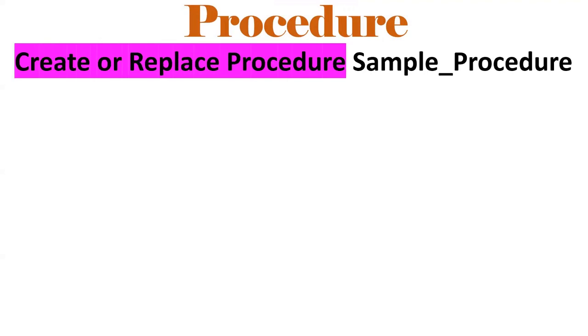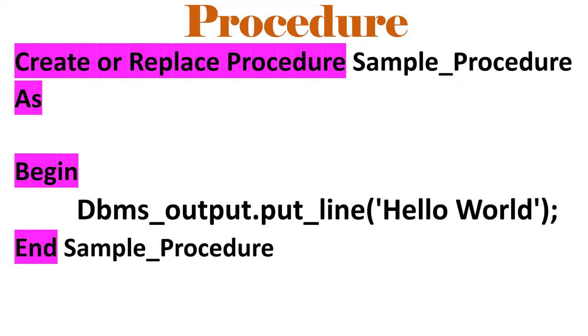Now in a similar fashion, we'll see a simple procedure, how to write a procedure. This is the syntax: create or replace procedure, procedure name, as begin and end. Begin is the execution block, where we write the code. DBMS output is used to see the result on the console. This is the procedure we have written.